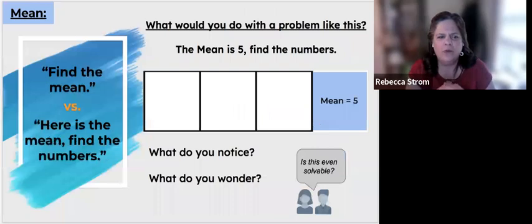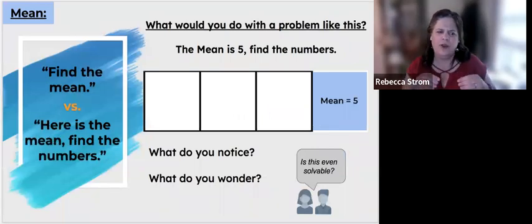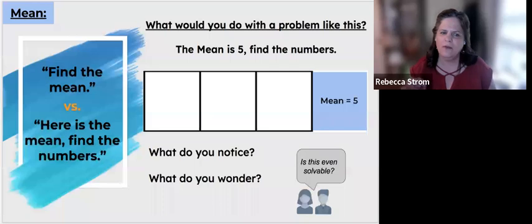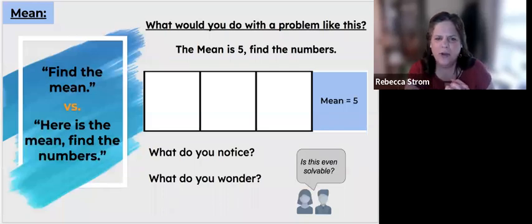So let's look at this word, mean. What would you do if we flipped it from find the mean to here is the mean, find the numbers? Using the chat box, what are some thoughts when you look at a problem like this? What do you notice about this problem? What do you wonder about this problem?